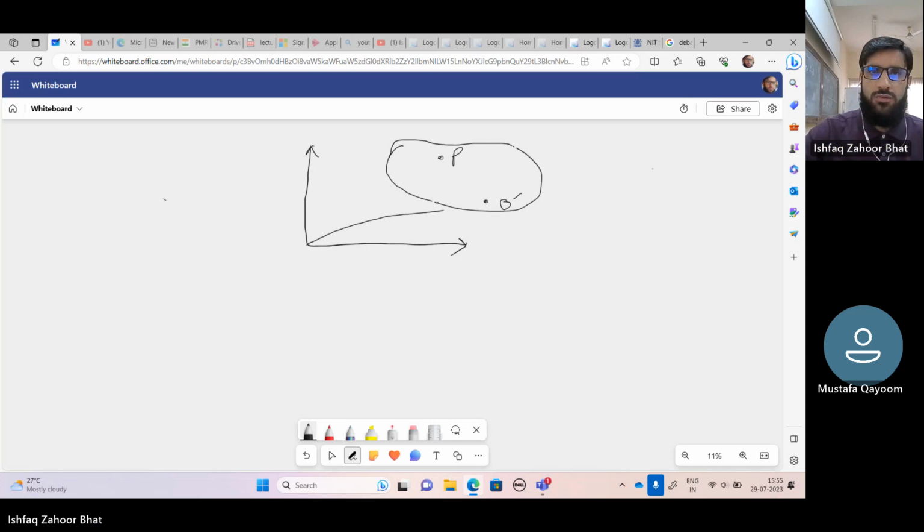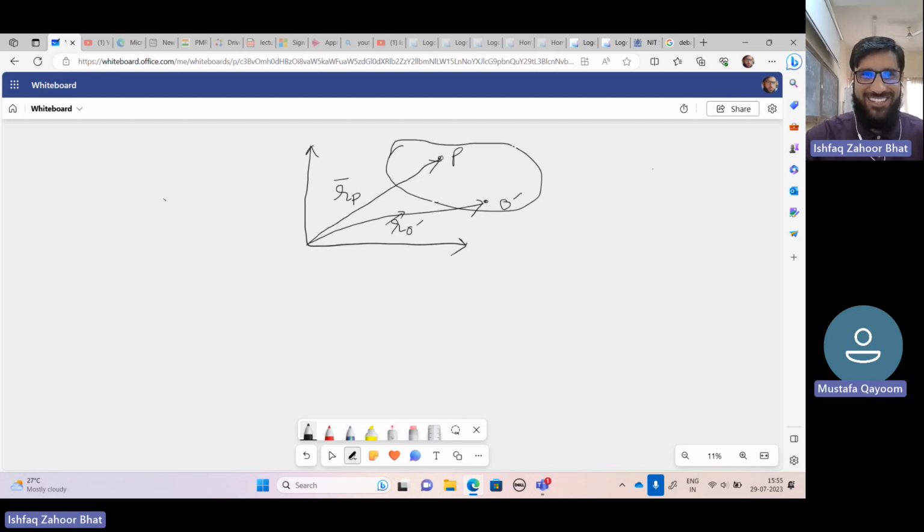So nice drawing. These are straight lines. I am seeing them as straight, and I hope you are also seeing them as straight. So this is R. Are you seeing them as straight lines? If not, you correct whatever you have to correct. Okay. So this is R O dash and this is R P dash.